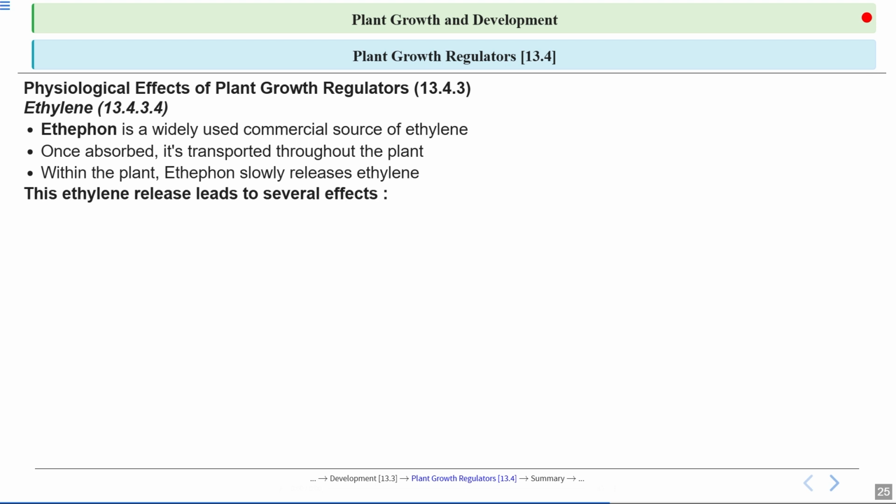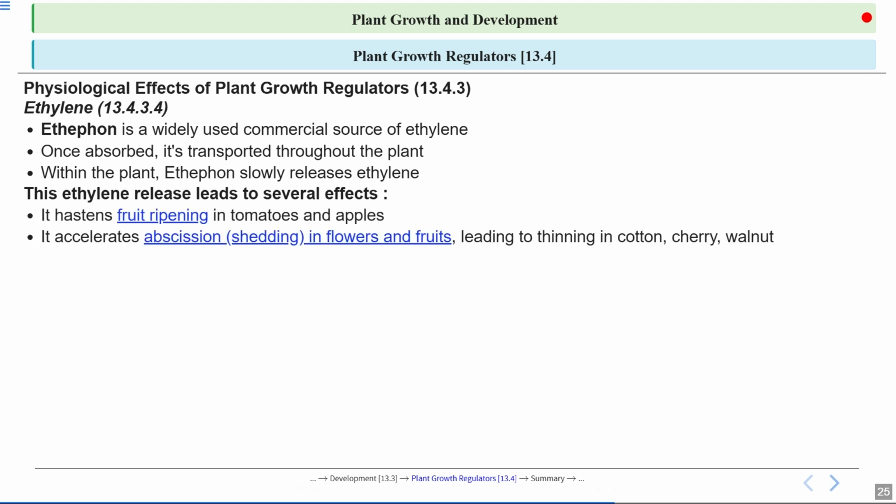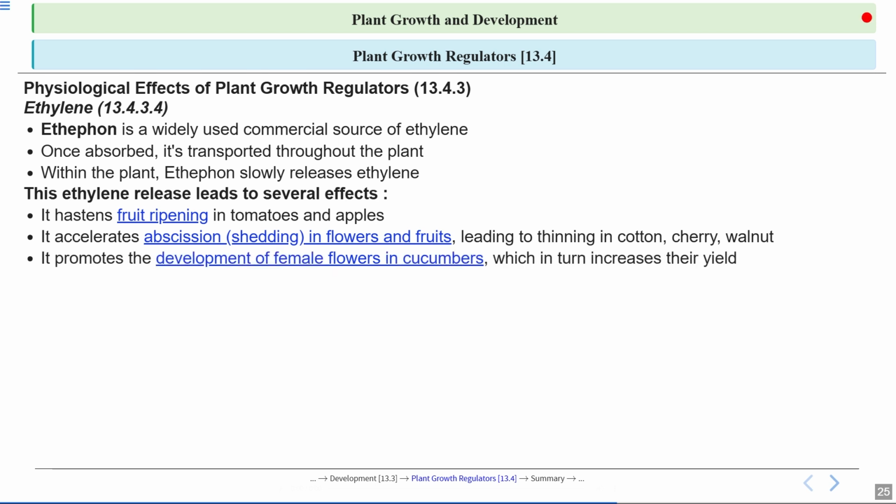So ethylene release leads to several effects. The first one is fruit ripening, for example in tomatoes and apples; formation of abscission of flowers and fruits leading to thinning in cotton, cherry and walnut. It also promotes development of female flowers in the case of cucumber, right? It can increase their yield.